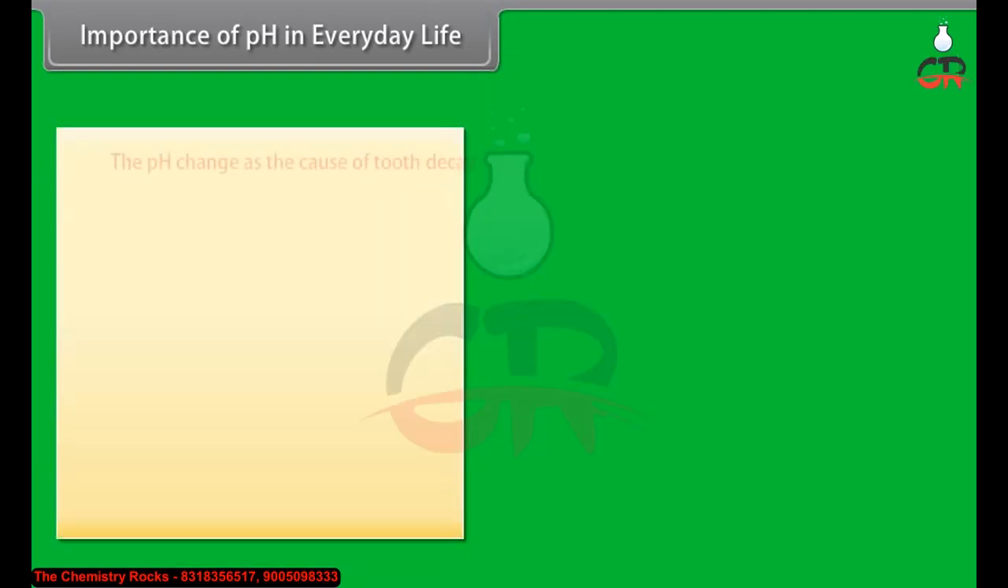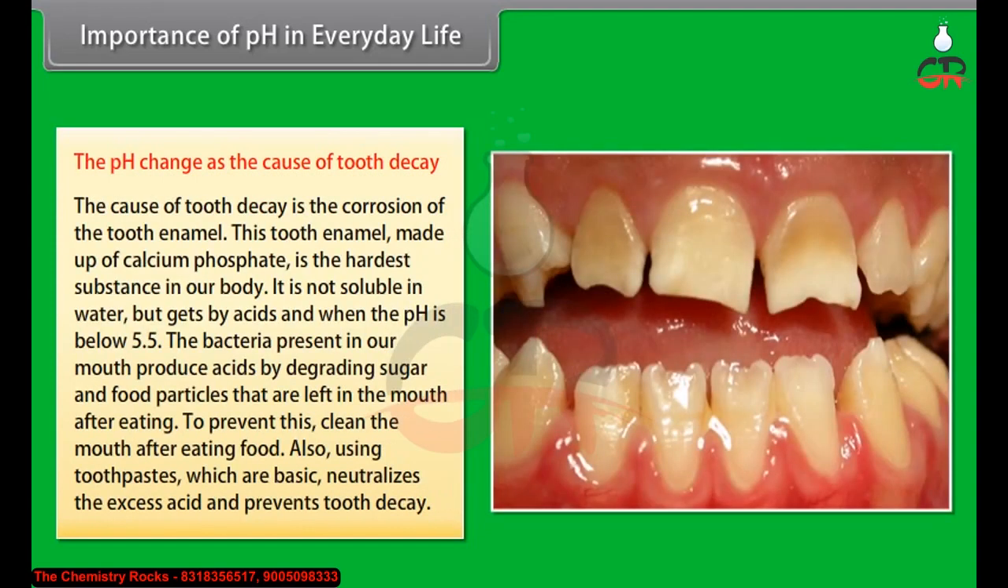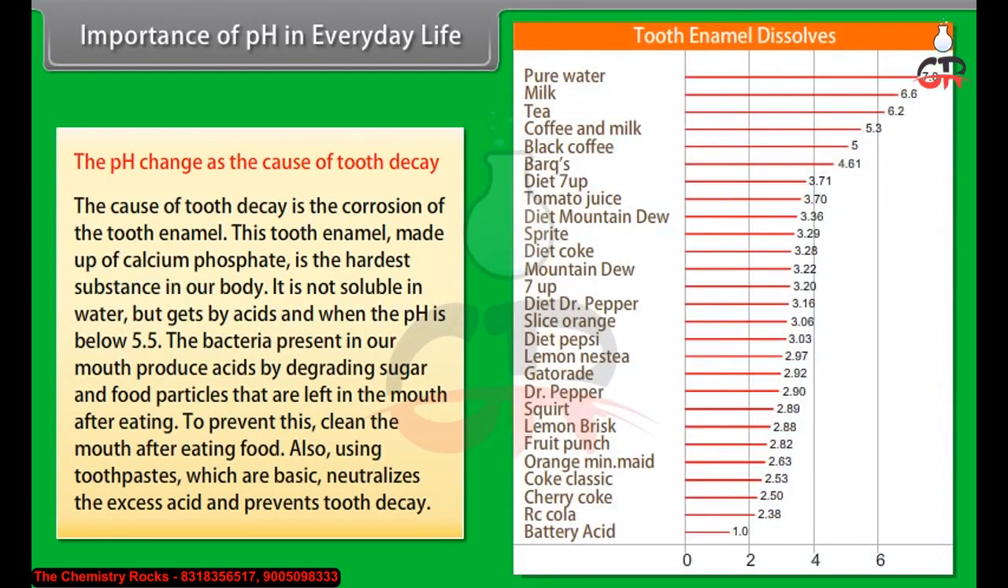The pH change as the cause of tooth decay. The cause of tooth decay is the corrosion of the tooth enamel. This tooth enamel, made up of calcium phosphate, is the hardest substance in our body. It is not soluble in water but gets attacked by acid when the pH is below 5.5.